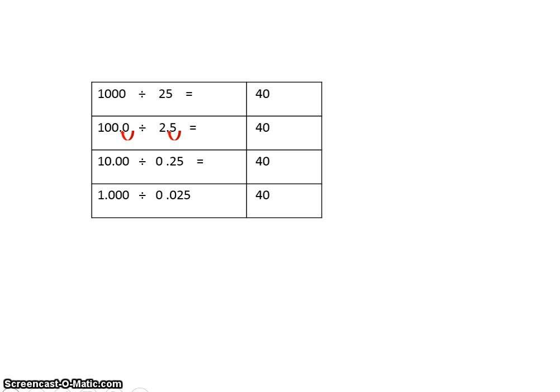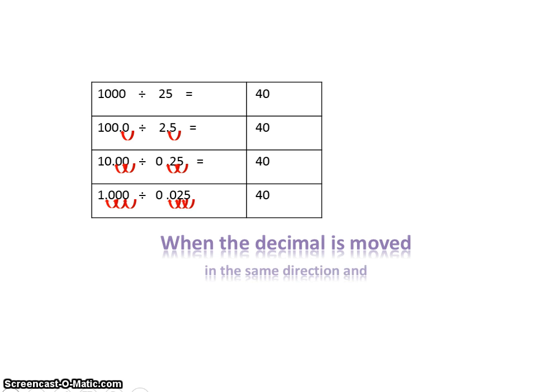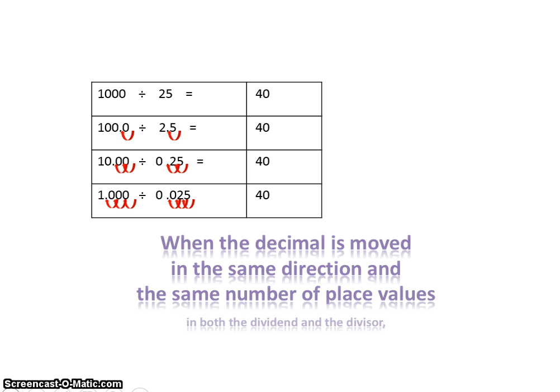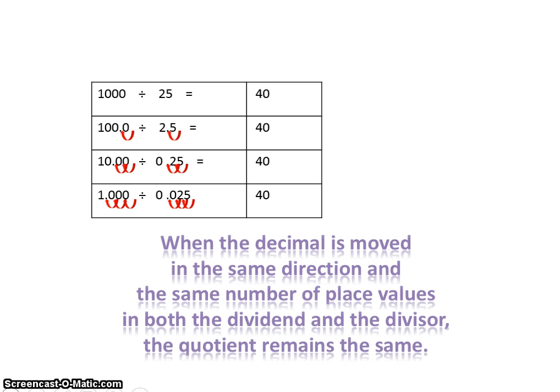What I'm hoping you noticed is that each time the decimal was moved the same number of positions in both numbers, both in the divisor and in the dividend. So what we can learn from this is when a decimal is moved in the same direction and the same number of place values in both the dividend and the divisor, the quotient, or the answer to a division problem, remains the same. We're going to use this fact to help us divide decimals by decimals.